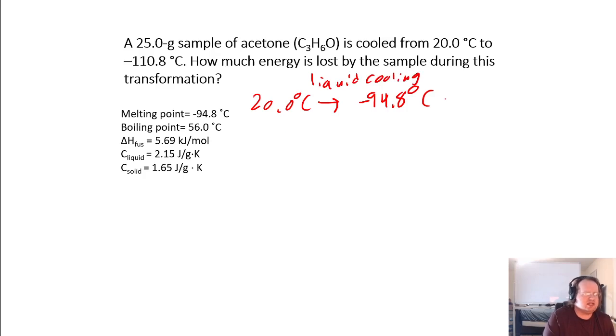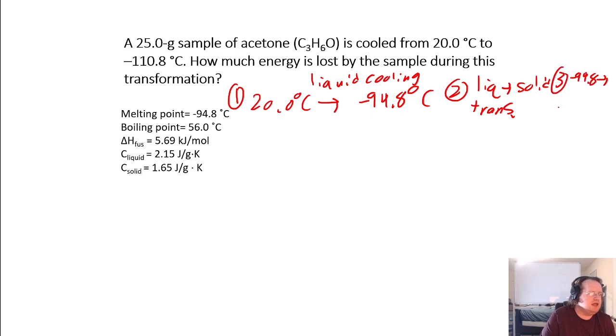Then we're going to phase transition. So this is step 1. Step 2, liquid to solid transition. And then step 3 is going to be negative 94.8 to negative 110.8. I didn't give myself enough room. I'm just trying to give myself the authentic student experience because I've definitely done this when I was a student. I'm like, okay, I've just got a little bit of room. Let me squeeze it in there. And so this is the solid cooling.